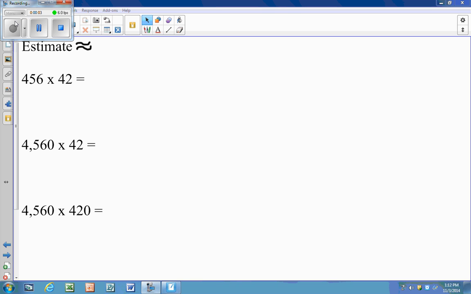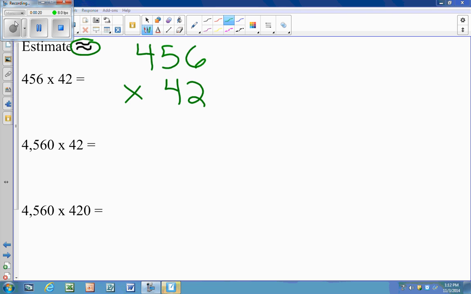This is the video for Module 2, Lesson 2, Estimating within Multiplication. So if you look at the top up here, this symbol right here is telling me to estimate. And the first thing I'm going to do is to write the problem so it's easier for me to estimate. So I write it like this, and I always round to the largest place value when I'm estimating.